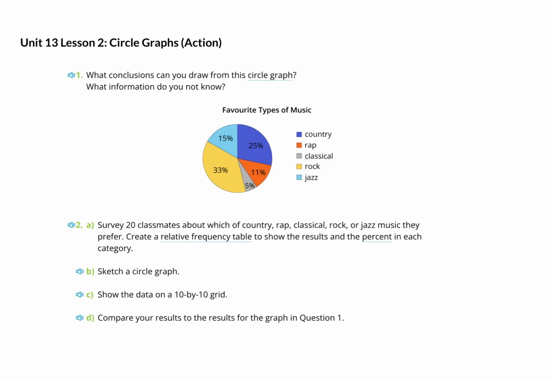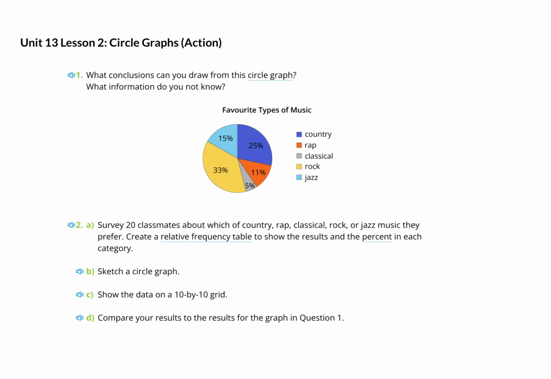All right, let's take a look at what we've got here. My eye is automatically drawn to pictures, so that's where I always look first. I notice this colorful circle graph with the percentages, and there are labels over here that represent each of the colors, and these are favorite types of music. Question number 1 is, what conclusions can you draw from this circle graph? What information do you not know?